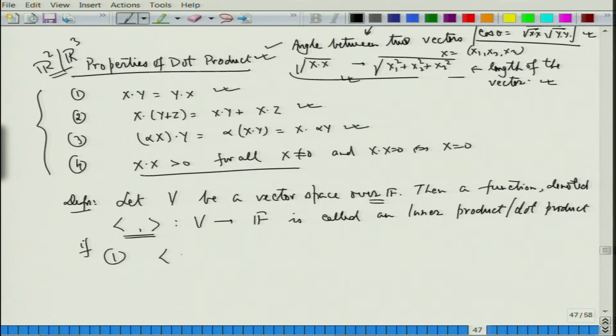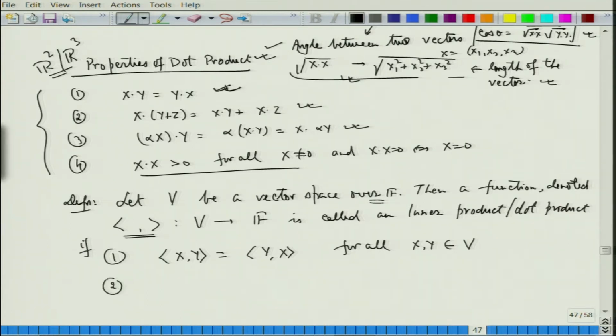So what we are saying is that x comma y is the same as y comma x for all x, y belonging to V. So the first property was commutativity of x dot y same as y dot x. We assumed it as it is. Fine. I will make some changes to it after some time.